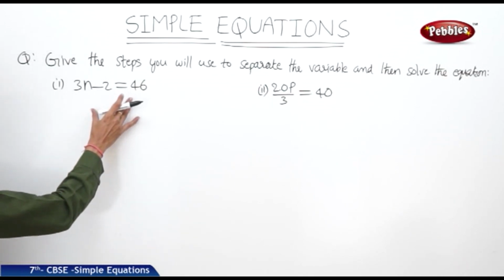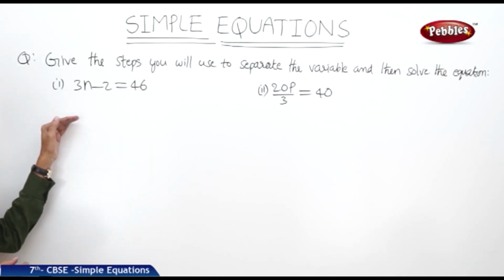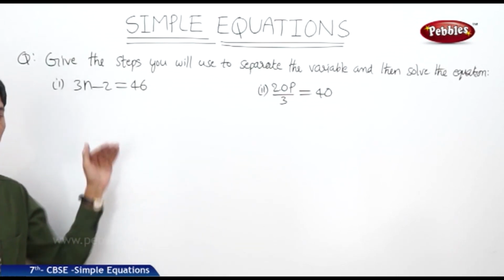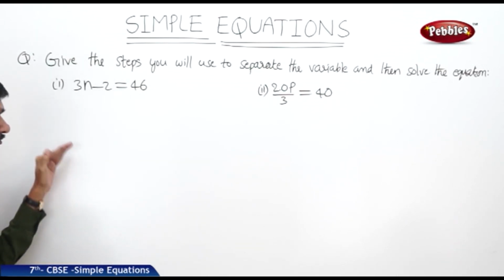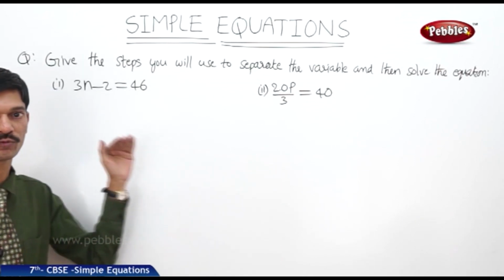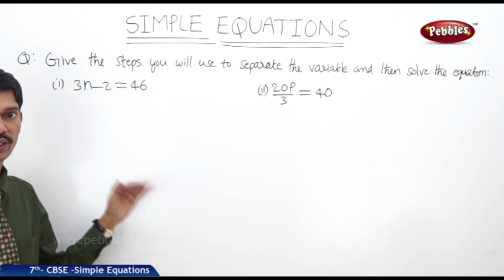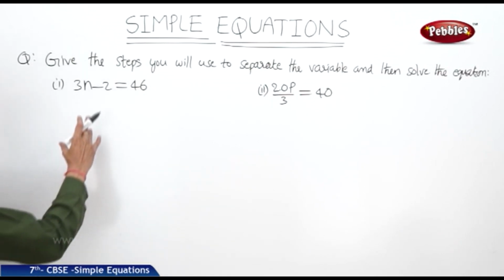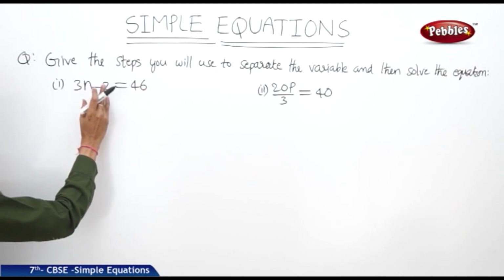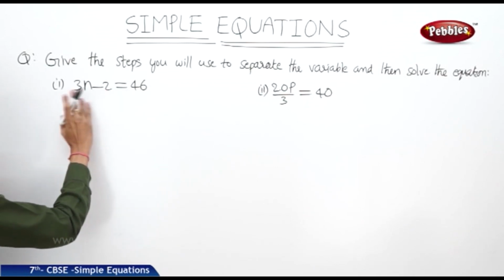Now in the first equation, 3n minus 2 equals 46. By separating the variable in the LHS, we can find the solution of the equation. That separation of the variable can be done by using the same mathematical operation on both sides, either multiplication or subtraction or division or addition. Now if you consider the first equation, 3n minus 2 equals 46. So to cancel minus 2, we can do the operation adding 2 on both sides.